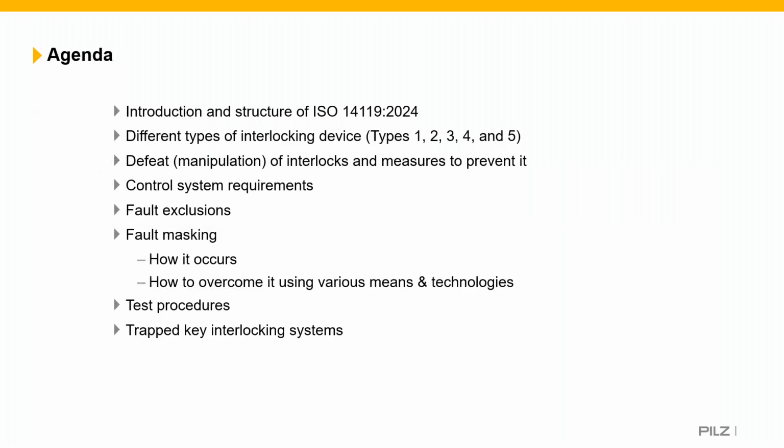So what are we going to look at today? Well, as we said, it's 14119, the interlocking standard, and it's the new version that was released earlier this year, but it is titled 2024. It looks at the different types of interlocking devices. We'll talk a little bit about defeat or manipulation and overriding and measures to prevent that. Some details around the requirements for the control system, fault exclusion, fault masking, some test procedures and details that have been added in there. And finally, we'll look at the details around trapped key interlocking systems.